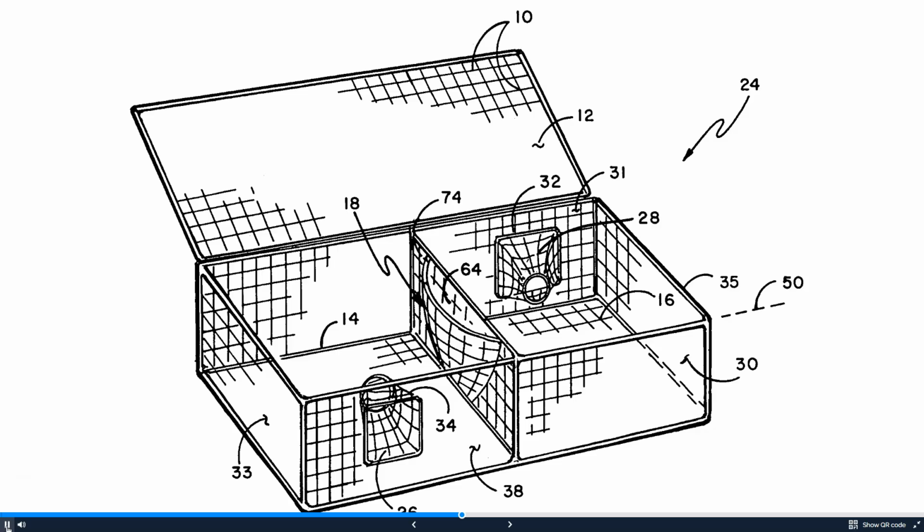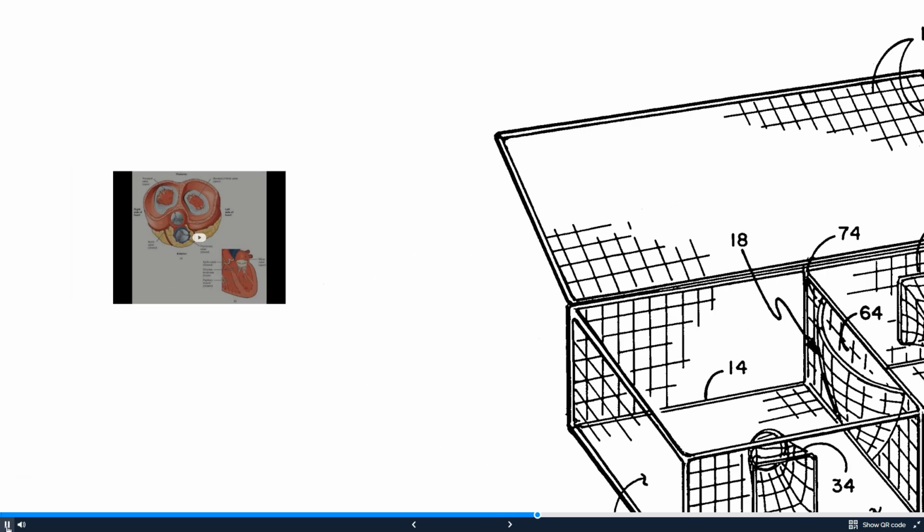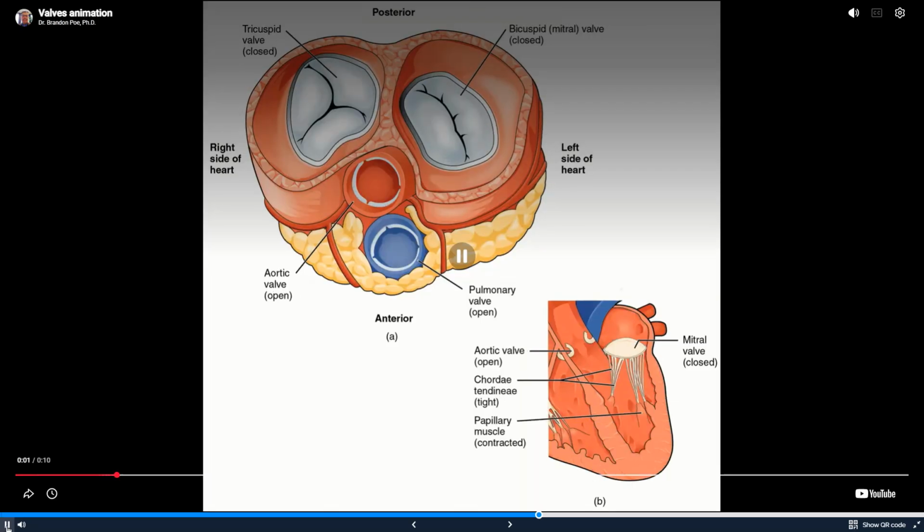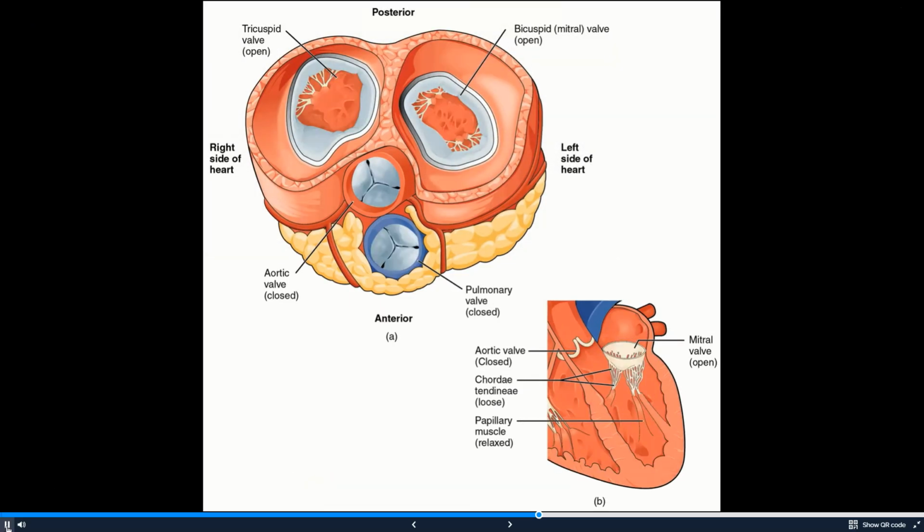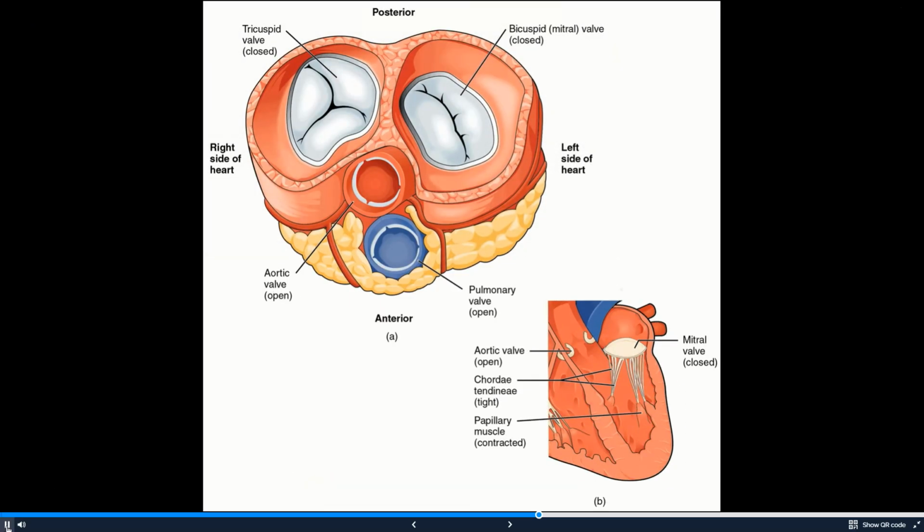The pictures are from a superior view with the atria removed. So we're looking down on where the valves are at the border between the atria and the ventricles, or where the ventricles are opened up to the arteries. This is a very simple animation just showing the valves flipping back and forth between open and closed, and not a real representation of a heartbeat.